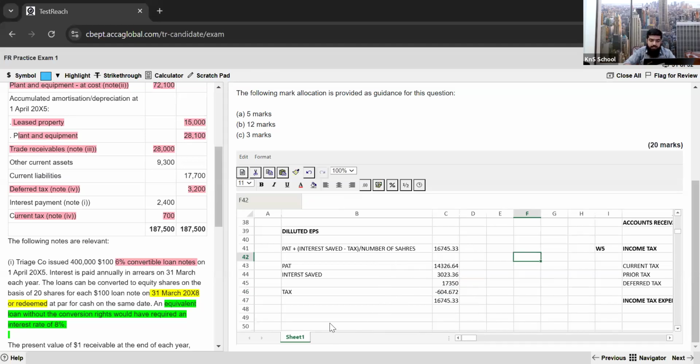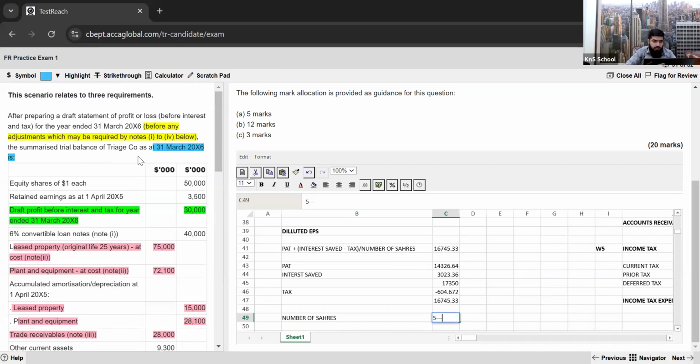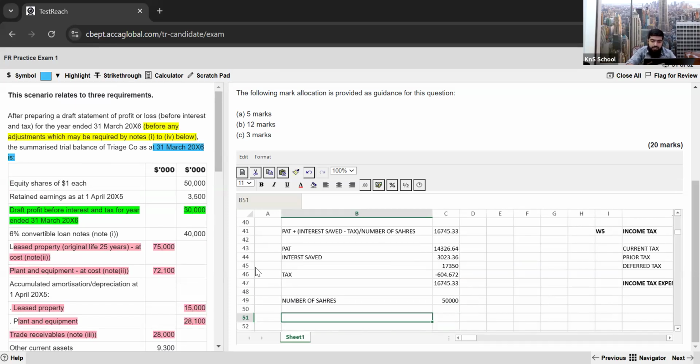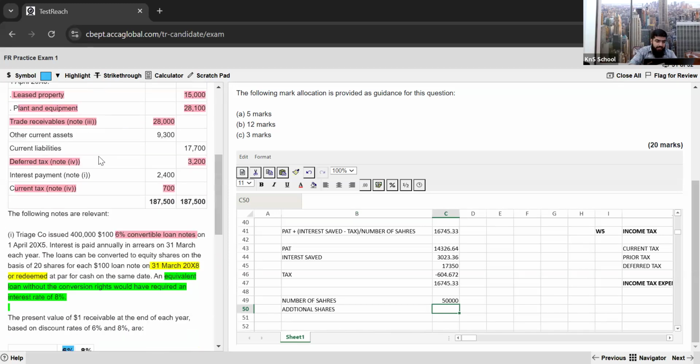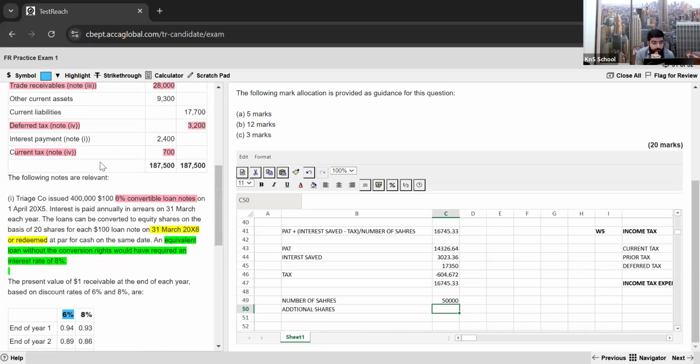So this is something that we have calculated. Now we need the number of shares. For the number of shares, we already have 50,000 shares, I think. That was given in the question. Yes, 50,000 is the ordinary share capital. $1 is the par value. So we have 50,000 ordinary shares. Additionally, additional shares will be issued at the time of conversion. So here is the data given in the first paragraph: the company issued 400,000 $100 convertible loan notes.